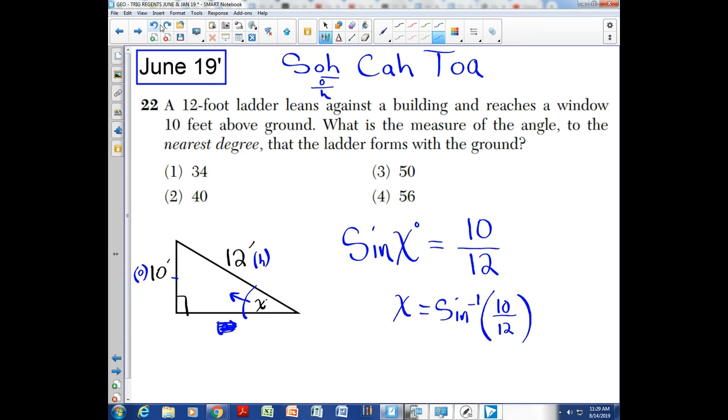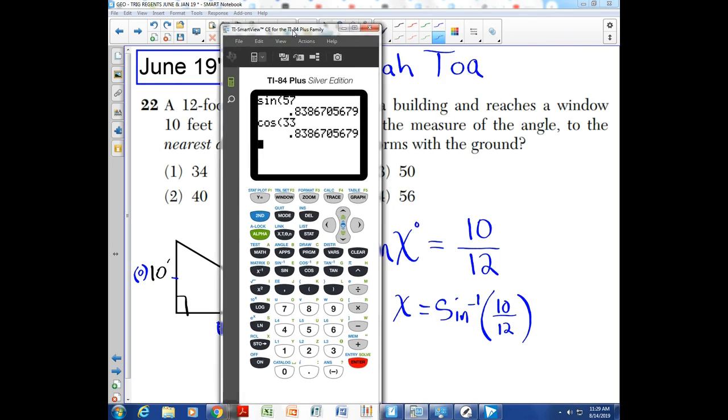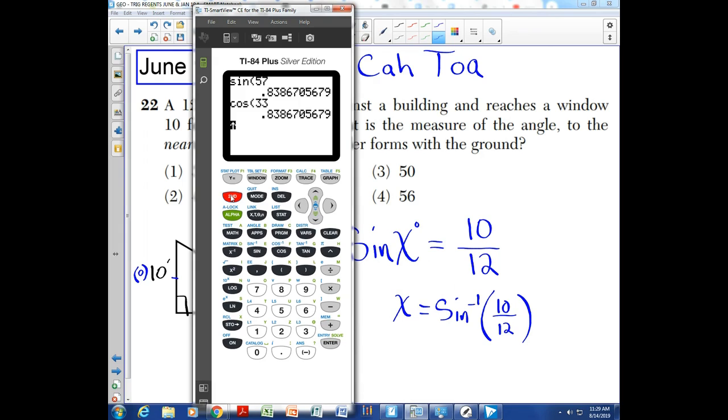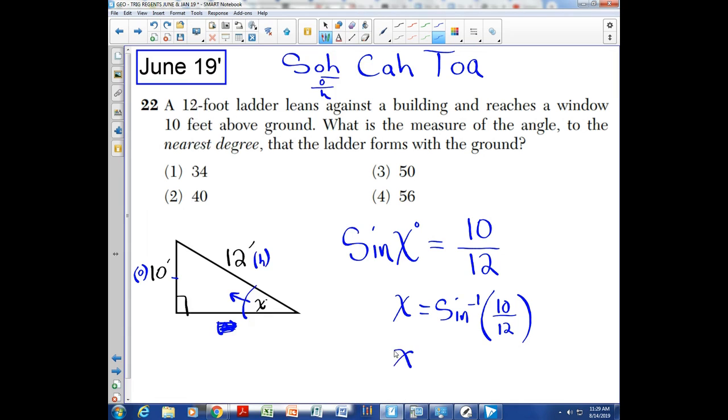Now I'm going to go to my calculator, and to get to the inverse function, we hit the second button, sine, and then just put 10 divided by 12, enter. And we see it's 56.4 degrees. This said to the nearest degree, so it's going to be x is equal to 56 degrees. Oh, there we have it.